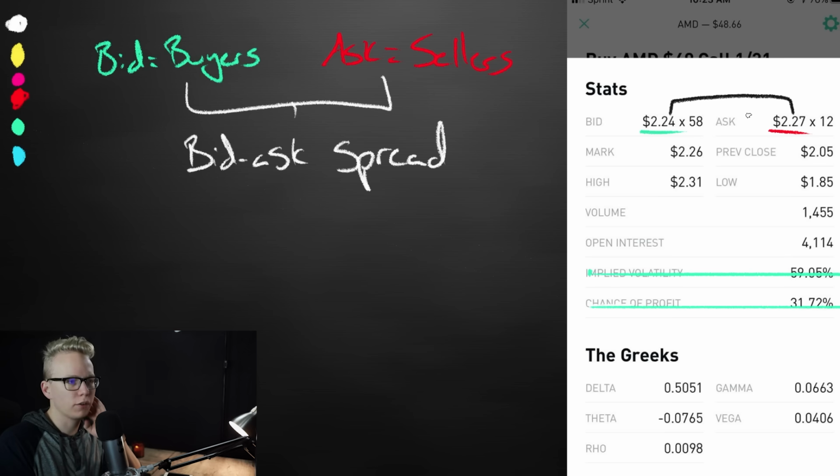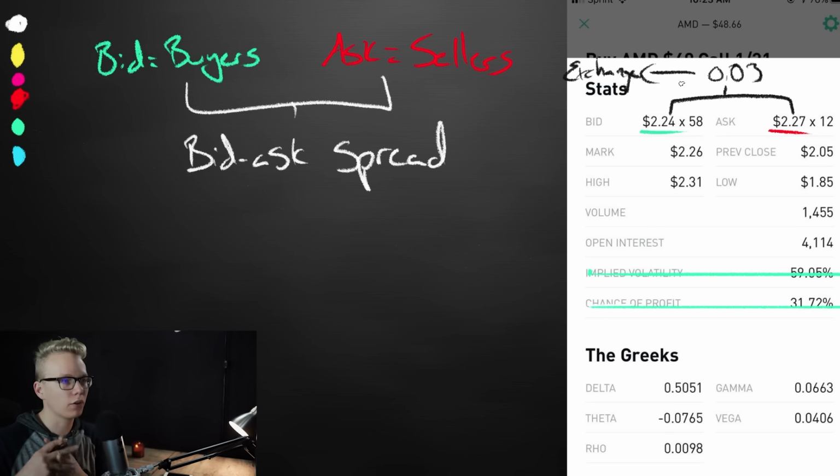So a seller has to either meet a buyer at the bid price, because that's where people are buying, or the buyer has to meet someone at the ask price, or maybe they meet somewhere in the middle. But regardless, someone's giving up some money. So if I want to buy this option immediately, I have to buy at the ask price because that's where people are selling. That means I'm buying for $2.27. And that bid-ask spread, that 3 cents, goes to the exchange. The people who are bringing these buyers and sellers together get the bid-ask spread as compensation for uniting those two parties. So that goes to the exchange.